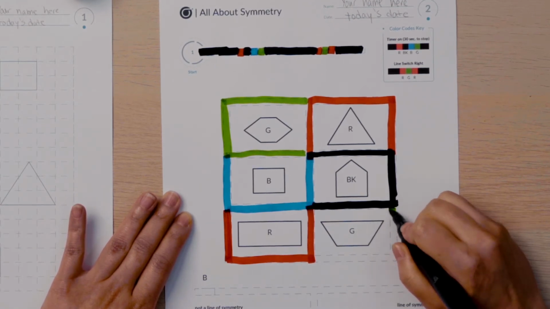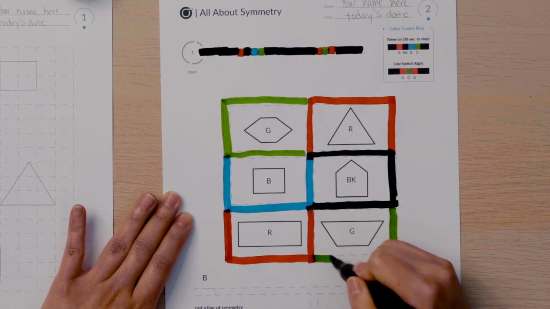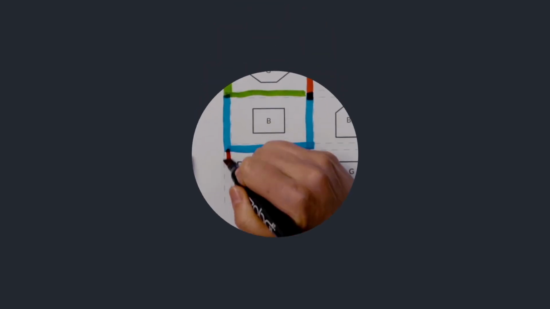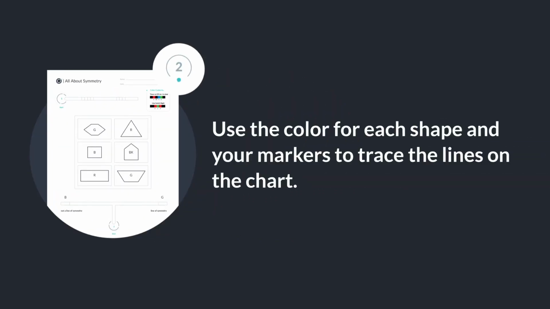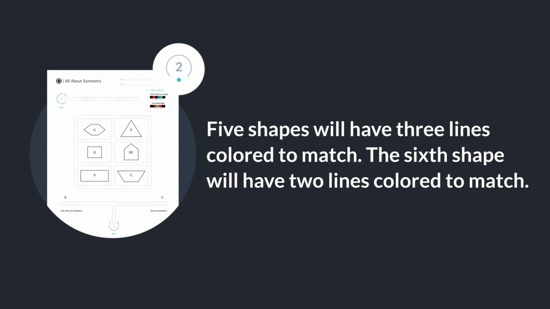Can you trace the lines to show the colors for each shape on your map? Use the color for each shape and your markers to trace the lines on the chart. 5 shapes will have 3 lines colored to match. The 6th shape will have 2 lines colored to match.